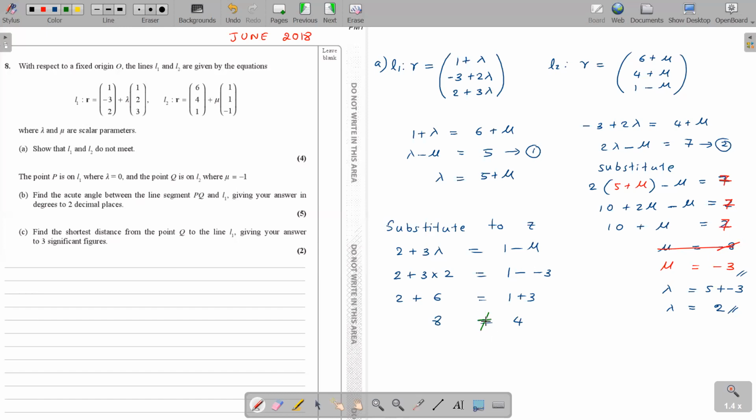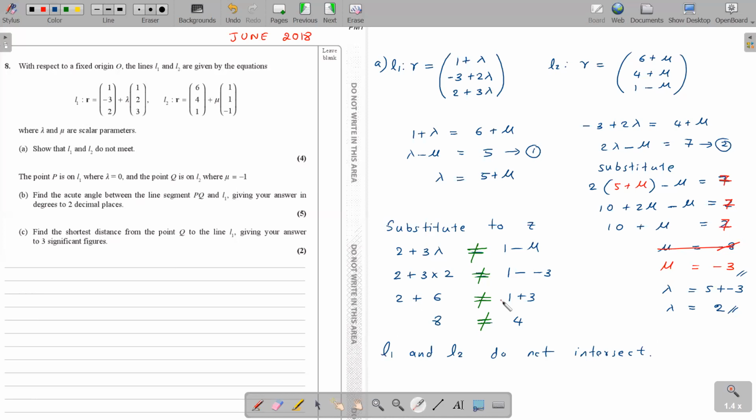So you can cut the equal sign. This is not equal. You can cut the equal sign from the beginning. So from the third equation, 2 plus 3 lambda is not equal to 1 minus mu. The third equation is not equal on both sides. Therefore, what can we say? Line 1 and line 2 do not intersect.